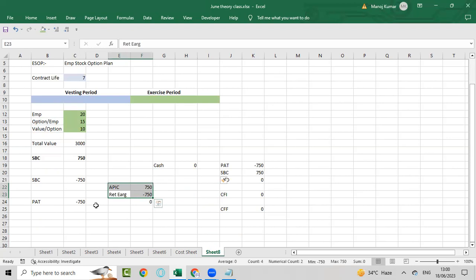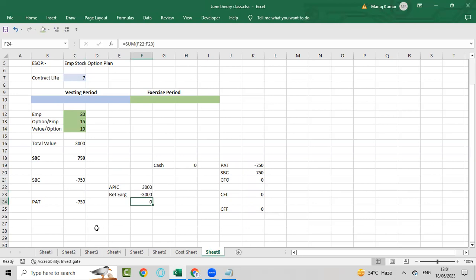Same thing will happen in the second year. 750, 750. This will become 1500 because you are accumulating it. And this will be minus 1500. Here, this will remain the same because this is a yearly figure. In the third year, again 750, 750, and this will become 2250, and this will be minus 2250. In the fourth year, 750, 750, and this will become 3000. This will become minus 3000. Did I make my point clear?